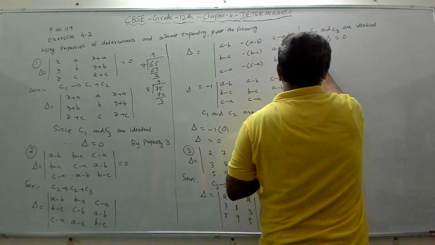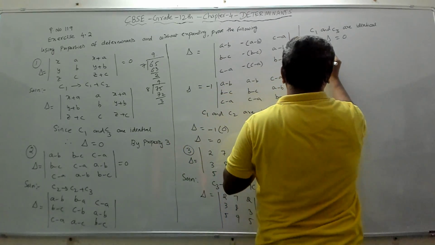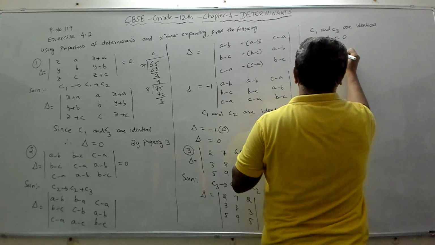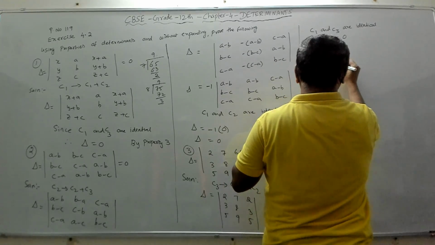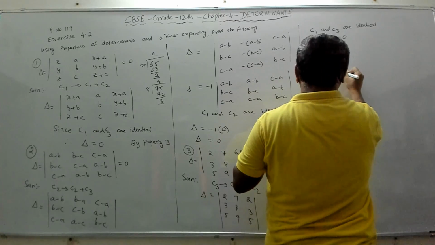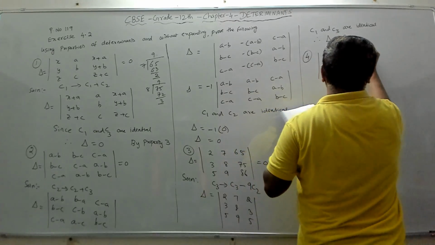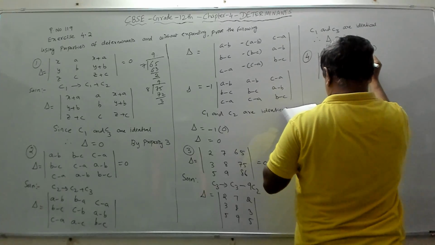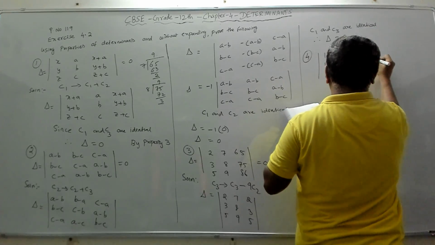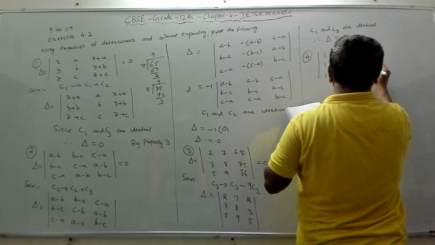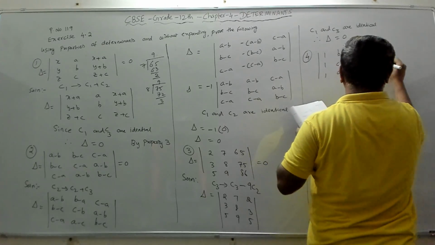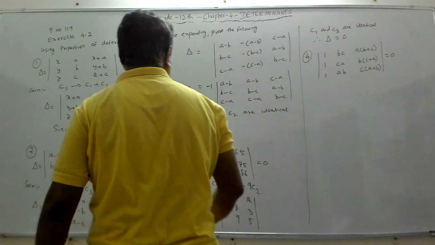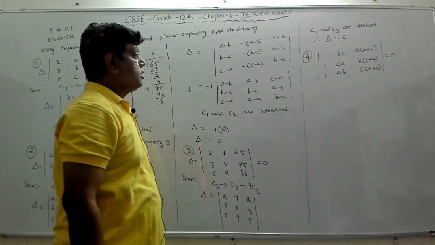So the fourth one is, you have determinant 1, 1, 1, BC, CA and AB. Then we have A into B plus C. Then B into C plus A. Then C into A plus B. We have to show that this value equal to 0. We have to prove this without expanding using the properties.